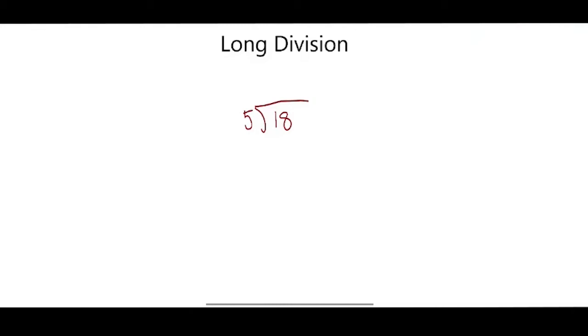So remember that on the inside, we always say the inside number first, okay? So this is 18 divided by 5. All right, we have some parts here that we need to know the names of, okay? So inside, that is called the dividend. On the outside, that is called the divisor.